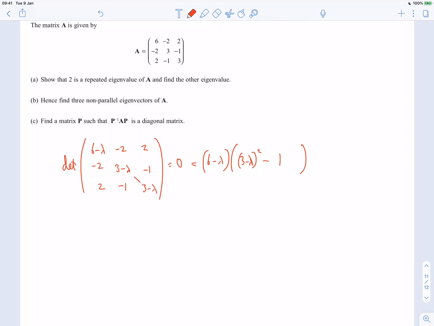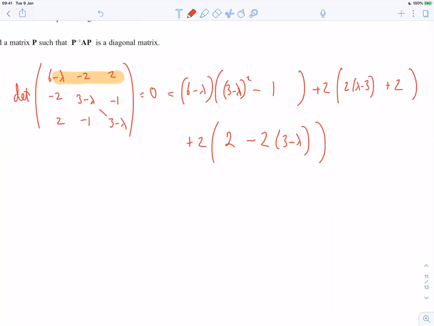Cool. And then I'm going to have a minus 2 if I'm going across the top. So it's going to be plus 2, lots of. And then it's going to be minus 2 times that, so it's going to be 2 lots of the other way around, minus lambda minus 3. Minus 2 times minus 1, so actually that's going to be plus 2. And then I've got a plus 2 for the last element, and I've got minus 2 times minus 1, which is 2, minus 2 times 3 minus lambda.